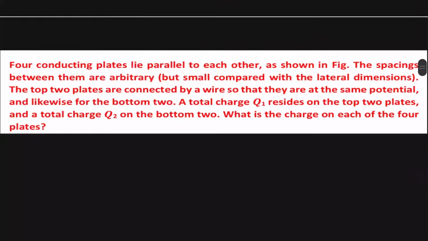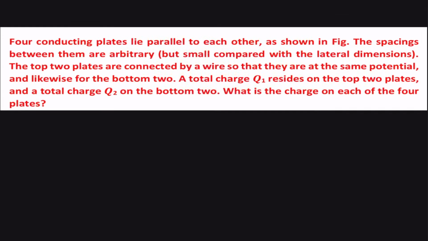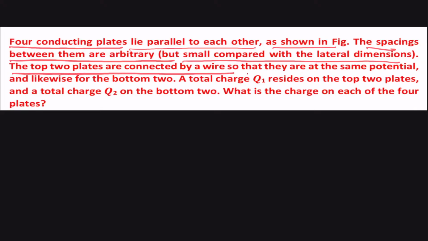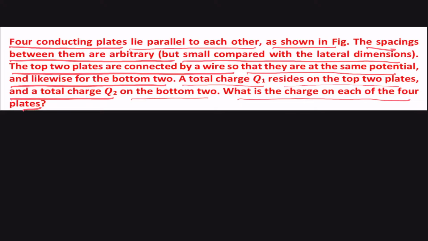Now we come to our third question. The third question is also somewhat the same, but it is presented or asked in a slightly different way. We are given that 4 conducting plates lie parallel to each other as shown in the figure. The spacings between them are arbitrary but small compared to the lateral dimensions. The top 2 plates are connected by a wire, so they are at the same potential, and likewise for the bottom 2. A total charge Q1 resides on the top 2 plates and total charge Q2 on the bottom 2. What is the charge on each of the 4 plates?